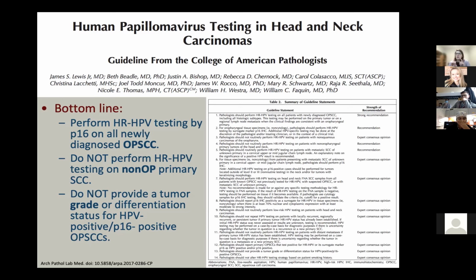P16 is often done first in those settings because it's cheaper. So an immunostain is cheaper than an in situ hybridization and cheaper than a PCR. And if it's negative, you're done. Like, if it's negative, there's no way this can be HPV. So that's the reason why P16 is generally done first.